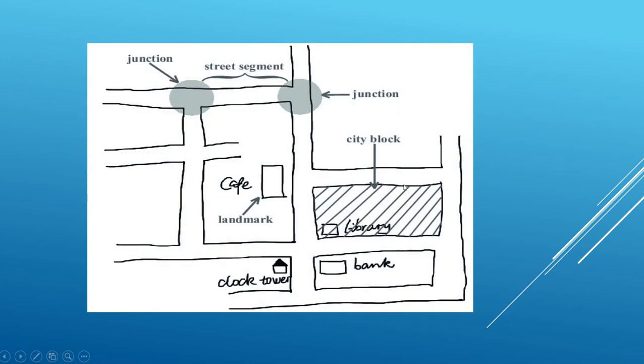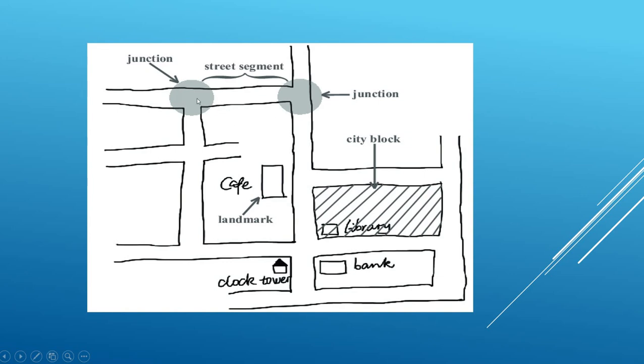It is not given in your textbook, so you can see it here. So suppose this is a random sketch made by someone. Okay, so this is not according to some scale, this is just to show the directions. Suppose you have to go to the library. Somebody will stand here, and they will say from the junction you can go straight, take a right, and you will cross the city block as well as the landmark of the cafe, and then you have to turn left and you will reach the library.